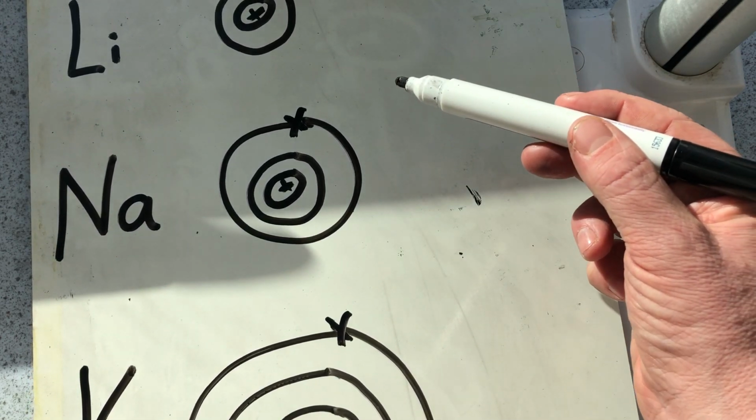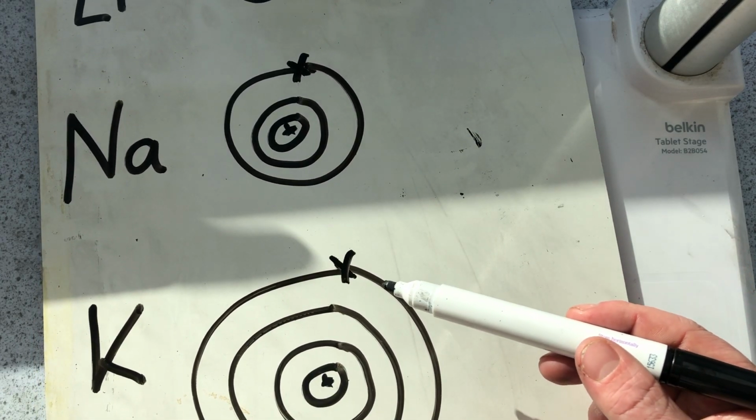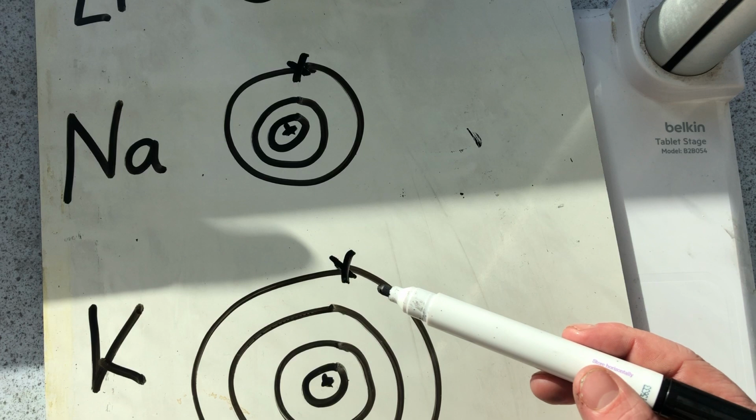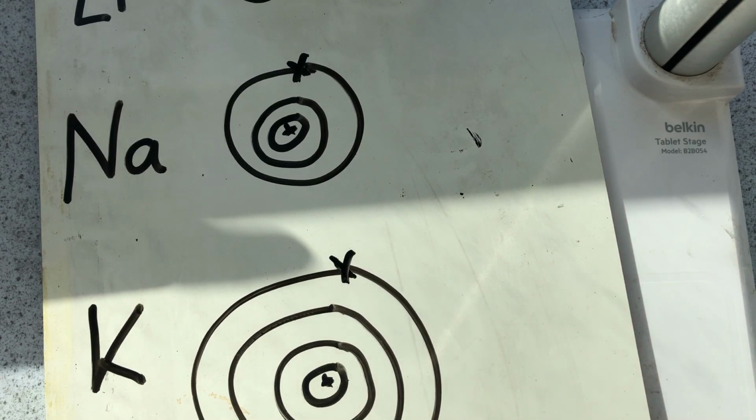So they become more reactive as you go down group 1, because as you go down group 1, the atom finds it easier to lose the outer electron because it's further from the positively charged nucleus.